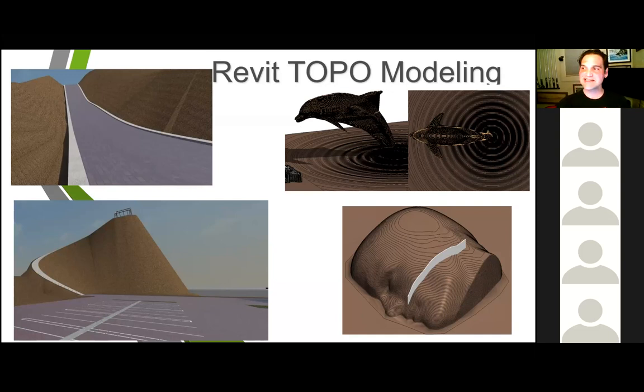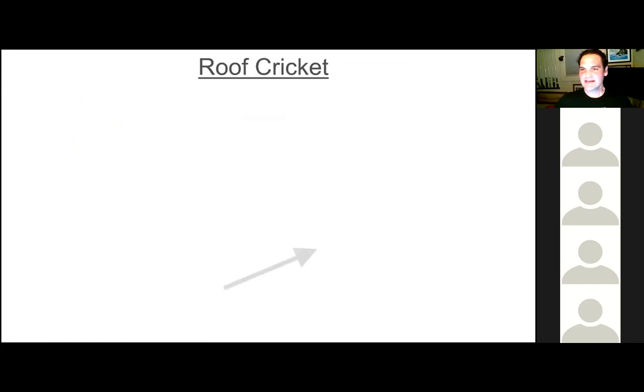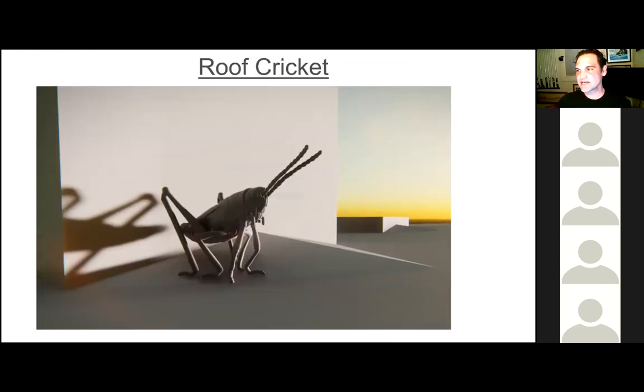It can be challenging. Here are some of the things I've modeled with topography, just to prove that you can do complex shapes. There's a dolphin jumping out of water, another human head, and a Batmobile that I did. I was on the freeway in Los Angeles and the Batmobile from the original Tim Burton movie drove past me, and I was inspired and thought, I'll build that with topography. And then, roof crickets.